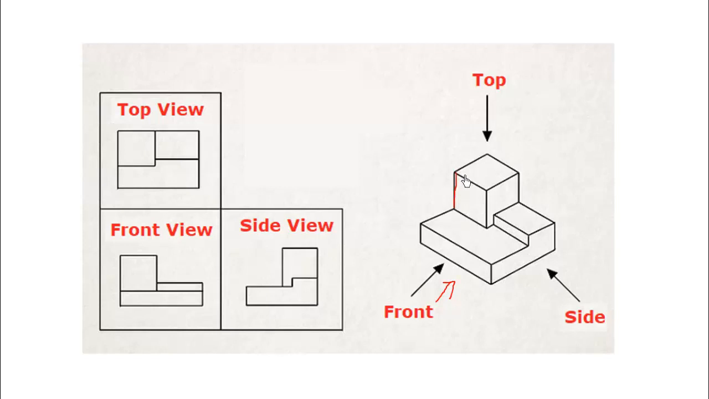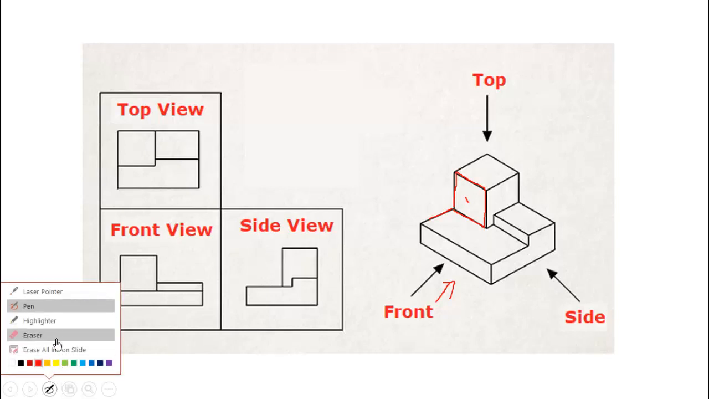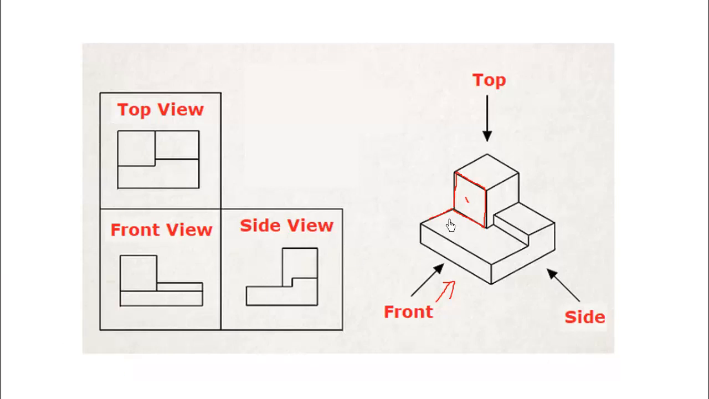So from the front side, this part will be visible, or this side will be visible. I'll write it as number 1. Sorry, let me use the eraser once again. Now from the front side, this part 1 will be visible. Then this part of the object will be visible from the front side. I'll write it as part 2.